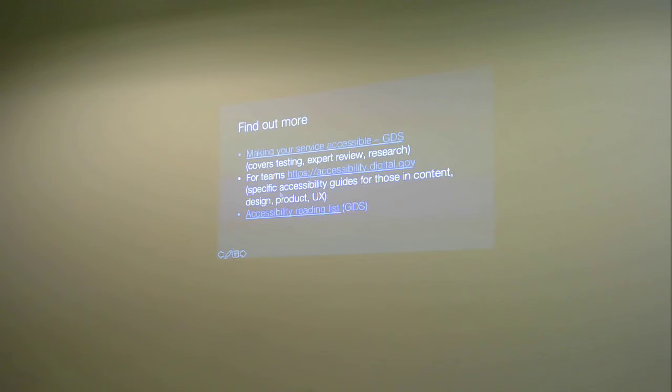For teams that want specific information, this is also a useful link. It's an American site, but it gives accessibility guides aimed at certain roles. You've got one for content, one for designers, one for product people, one for user experience. That's really quite useful. It's based on WCAG 2.0, but don't let that put you off, because the guidelines only changed very recently, at the end of last year, and mainly the new stuff is around mobile. So these will still be applicable. And there's a general accessibility reading list on GDS as well, which gives really useful starting points if you just want to find out more. So I'll send around these links afterwards as well.